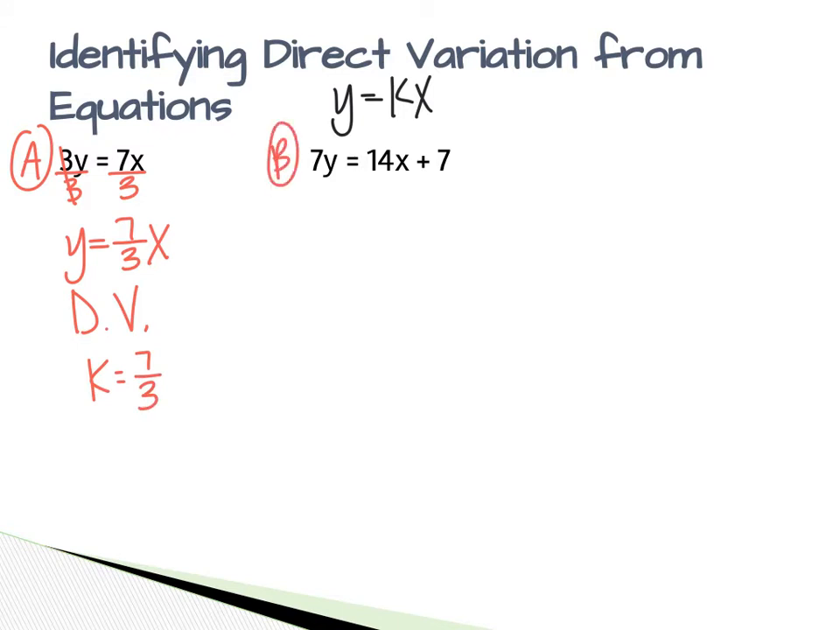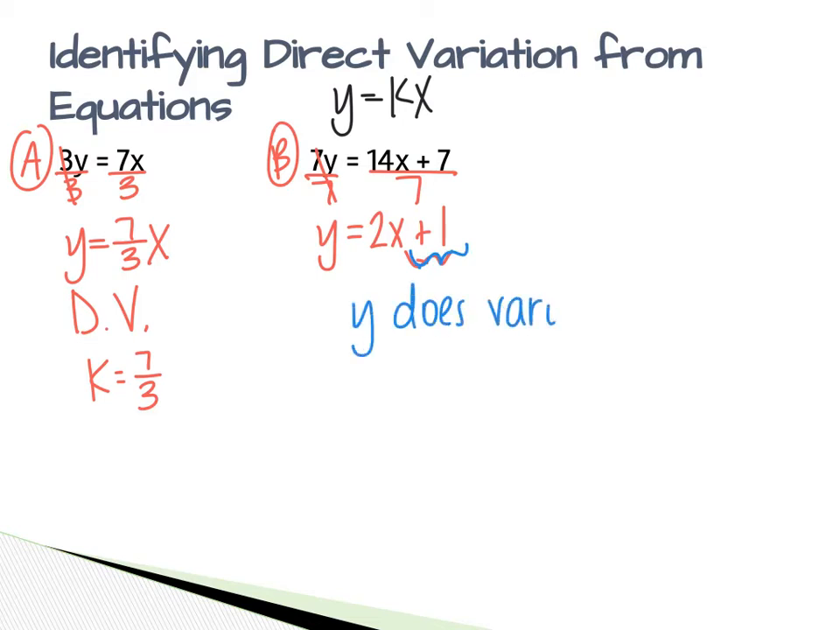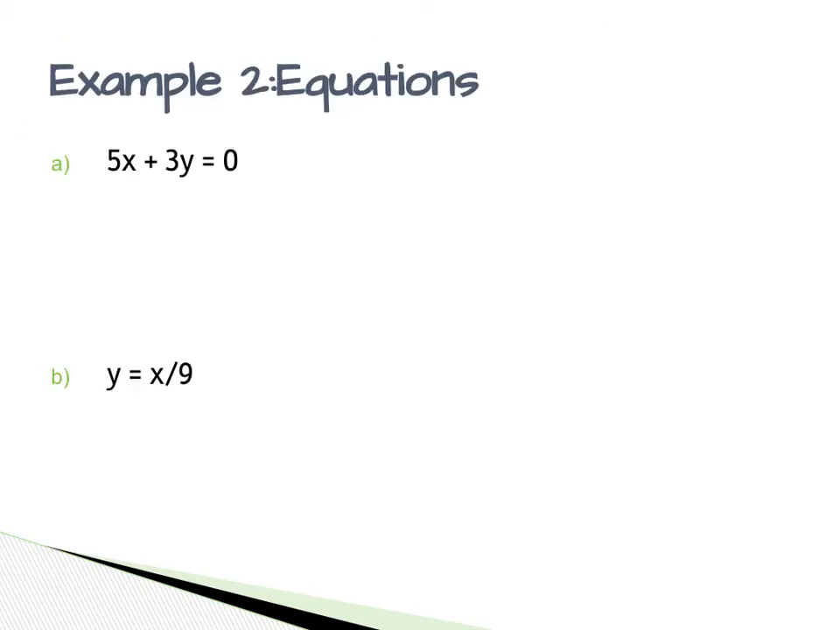B here, if I divide both sides by 7, I get y equals 2x plus 1, which is not a direct variation because of the plus 1 here. So y does not vary directly with x. Okay, pause it and try this one on your own, and then I'll give you the answer in just a second.